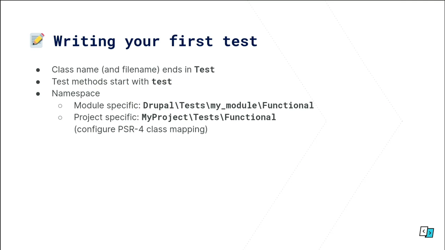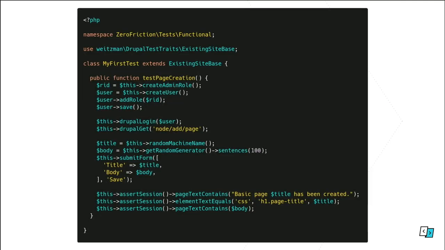So your first test will end up looking something like this. In this test, we're going to create an admin role and a user. Then we're going to log in and visit the basic page creation form via the UI. And we're going to create a page, assert that a message appears saying the basic page has been created, to confirm that it worked. We're going to test that the title that we assigned appears in the H1 tag of the page. And then we're going to assert that the body text appears somewhere in the page.